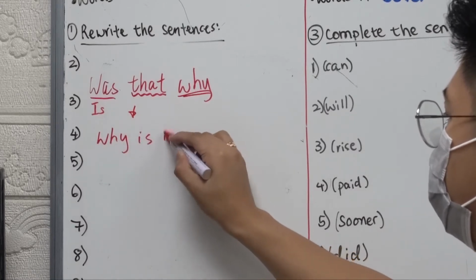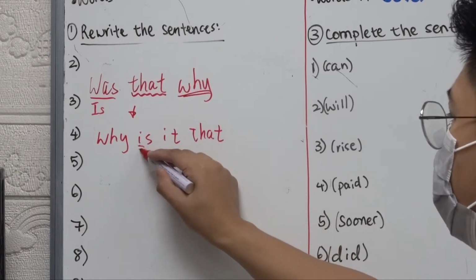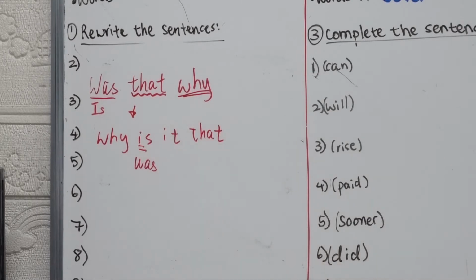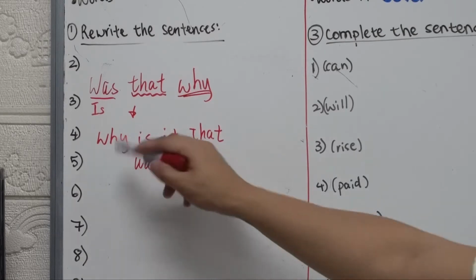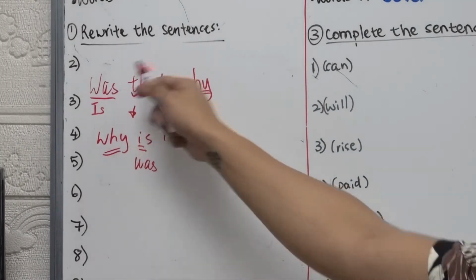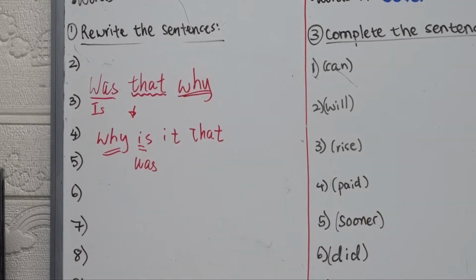Why is it that? Or you can also say why was it that? Right, was. You can change it too, depending again on the situation. Alright, why was it that you are always late to work? Alright, so you're asking the question why. Again, we're finding the reason, right? So same way, you just switch it around, swap it, right?